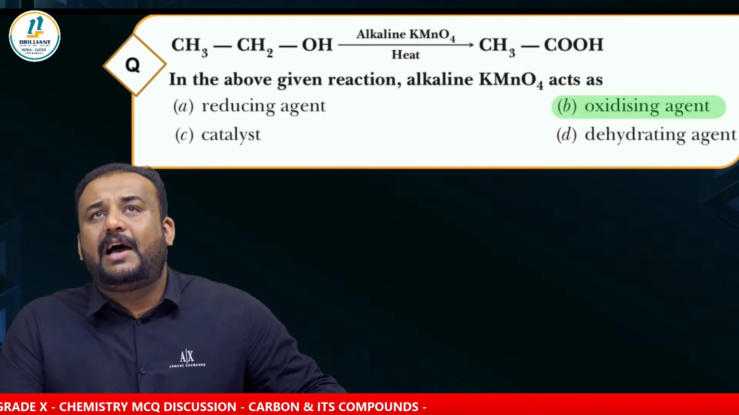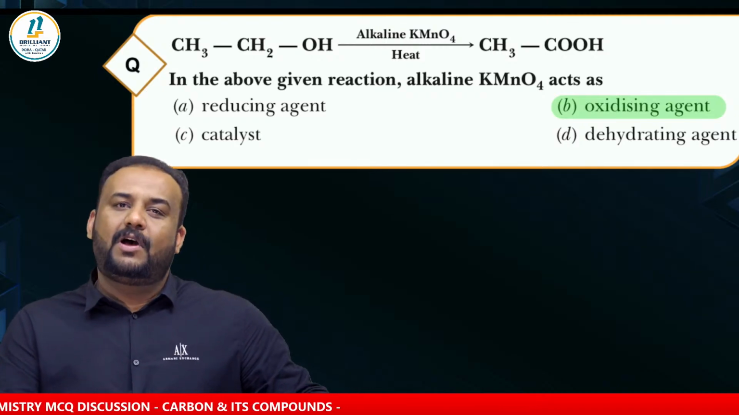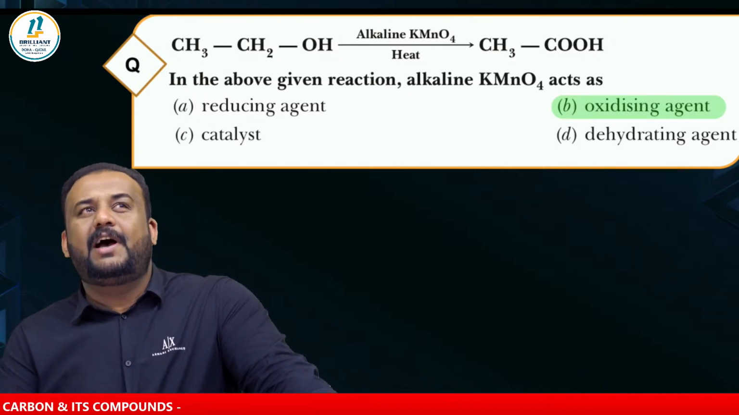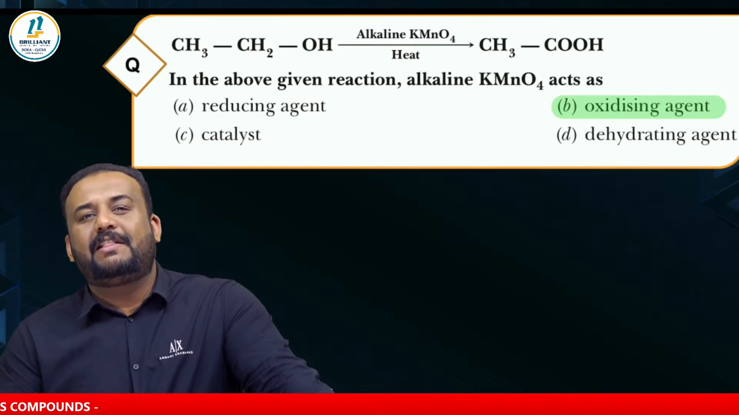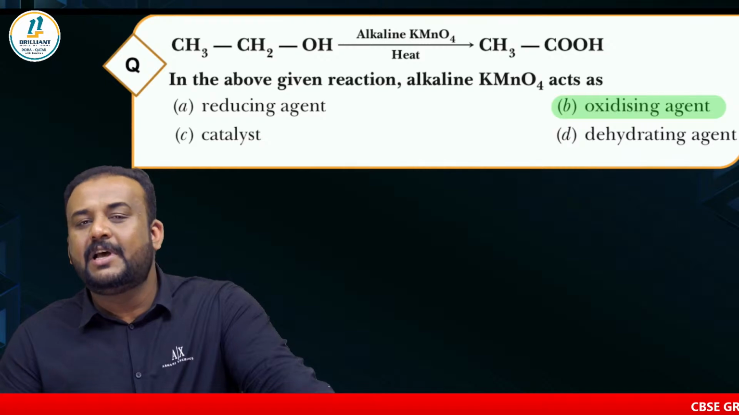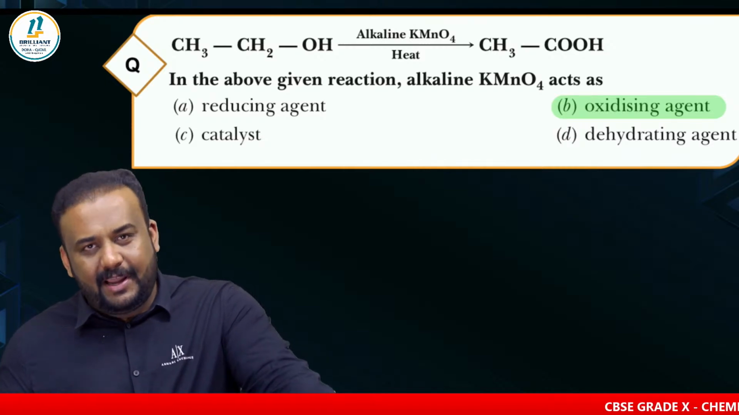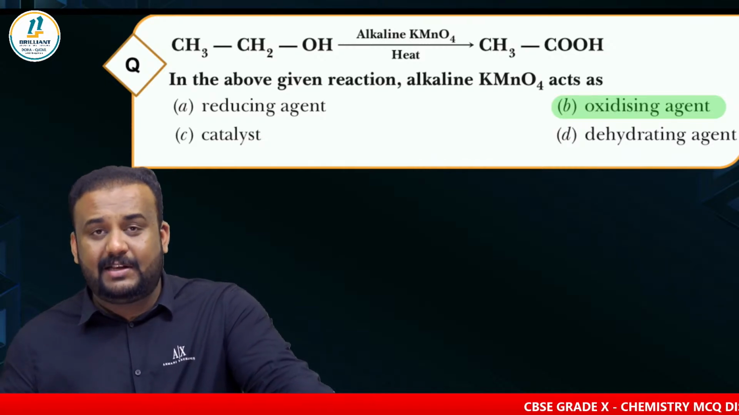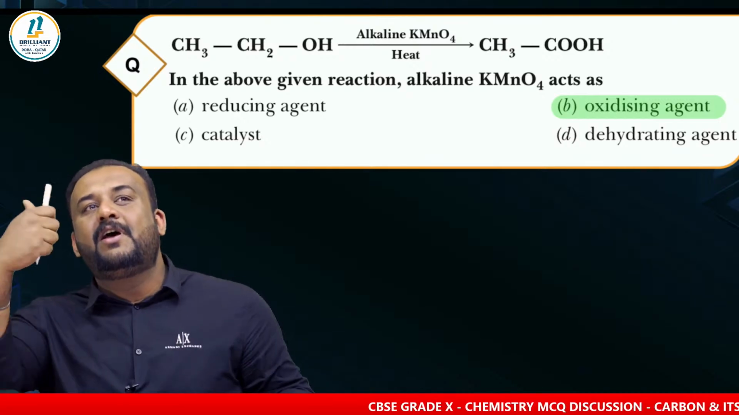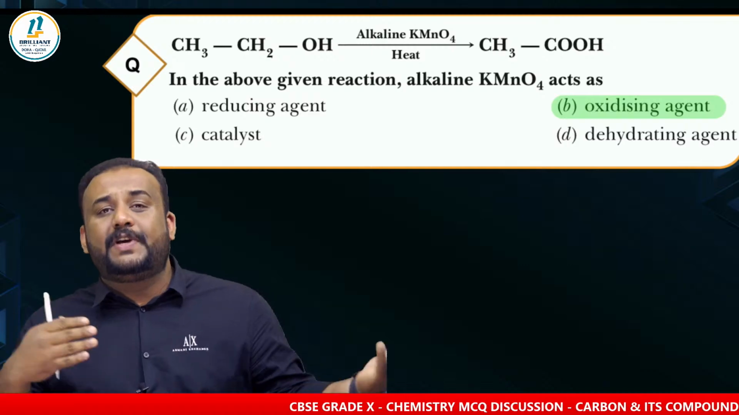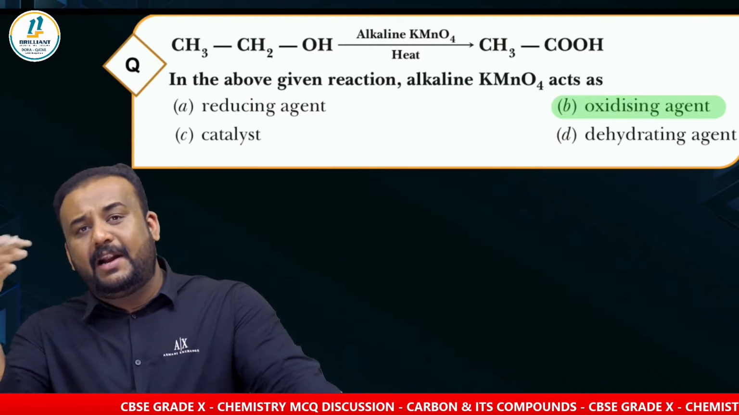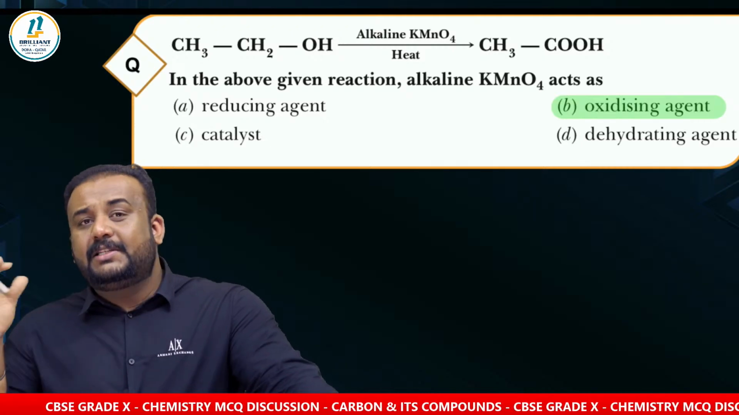And I would like to add one more important piece of information in this question. Sometimes they ask you, how do you distinguish between ethanol and ethanoic acid? You can write this as an answer: ethanol is oxidized by KMnO4, but ethanoic acid cannot be oxidized. So if you have two test tubes, one with ethanol and one with ethanoic acid, and you don't know which is which, you add KMnO4 into it, or you can add K2Cr2O7 as well. These are two oxidizing agents.